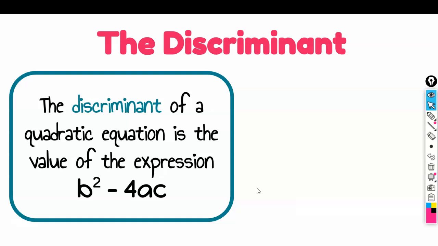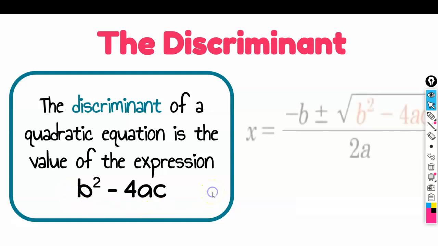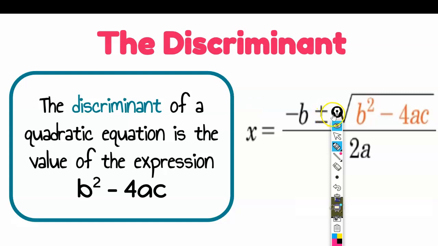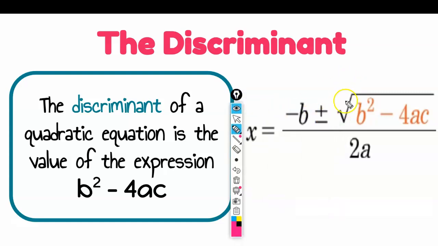But let's talk about the discriminant. The discriminant of the quadratic formula is the value of this expression, b squared minus 4ac. That is the part that is inside of the square root of the quadratic formula. So this part right here. This is the discriminant. So please make a note of that.